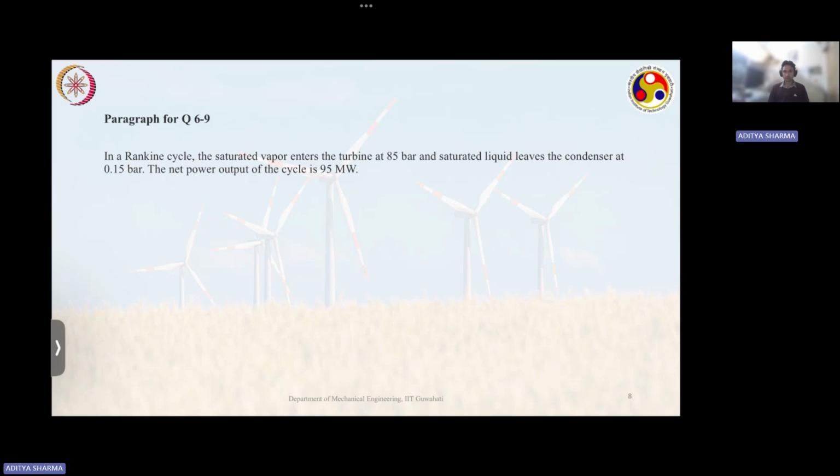Okay, so we can continue with the session. So information has been given for question numbers 6 to 9. Okay, so the information says that we have a Rankine cycle, and then we have saturated vapor that enters the turbine at 85 bars, and saturated liquid that leaves the condenser at 0.15 bar. The net power output is 95 megawatts.